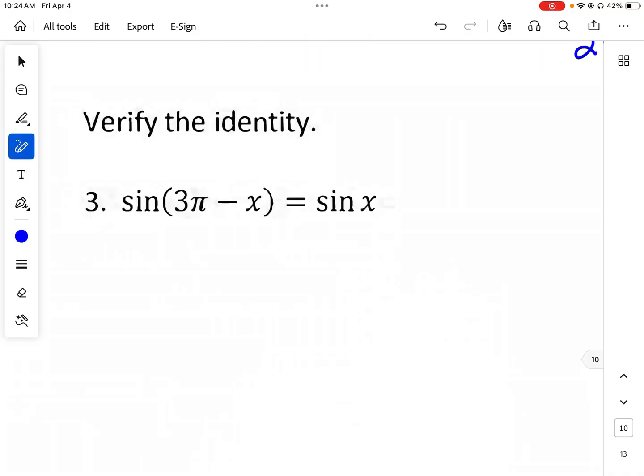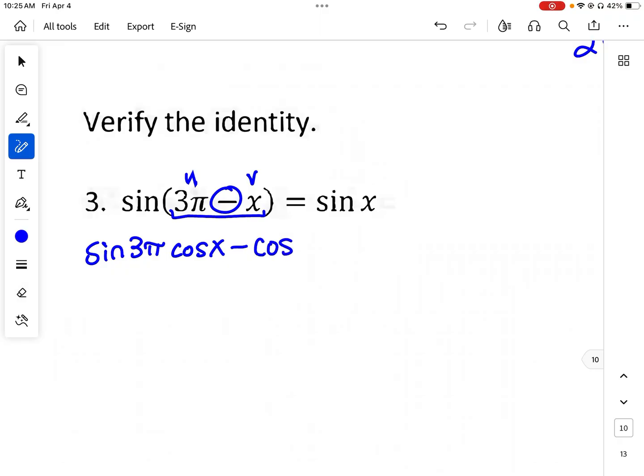All right, let's verify the identity on this. It says sine of 3 pi minus x equals sine of x. So we need to make the left side equal the right side. The left side is a whole lot more complicated, so there's a lot more to do there. So this is subtraction with sine. We use this as u, this is v. So sine of 3 pi cosine of x minus cosine. Let's look at our formula. Cosine of 3 pi sine x.